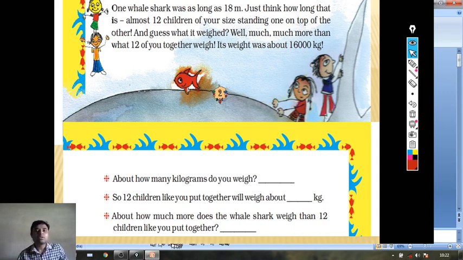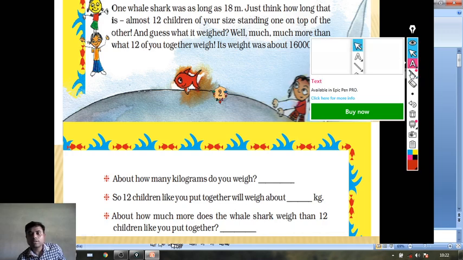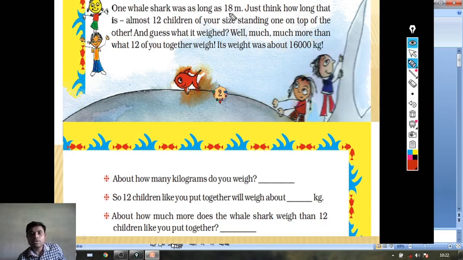Understand? Okay, so 18 meters. Understand how long it is? Much more than what 12 of you together weigh. Its weight is about 16,000 kg. Can you imagine how heavy 16,000 kg is? Okay, come to this question.